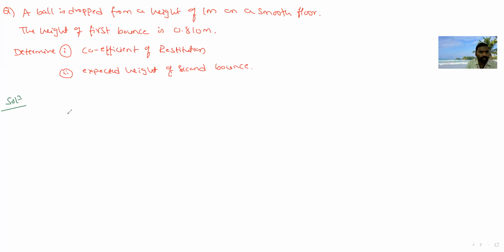A ball is dropped from a height. The initial height is given, that is h. You can take h naught or you can take h1. It is 1 meter. The height of the first bounce is given. Then it is the first bounce.